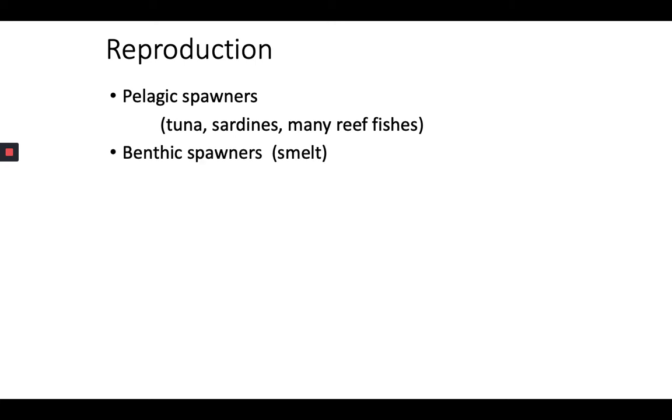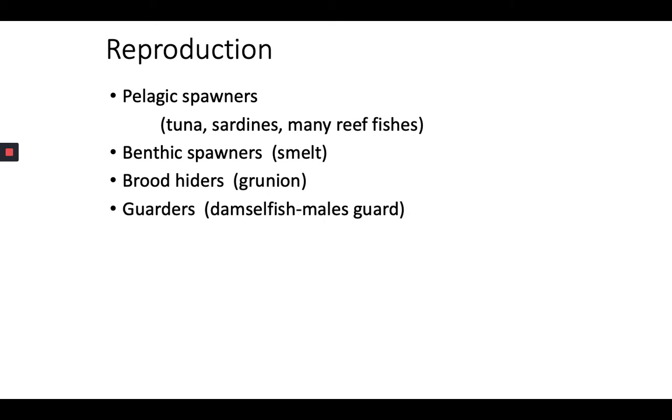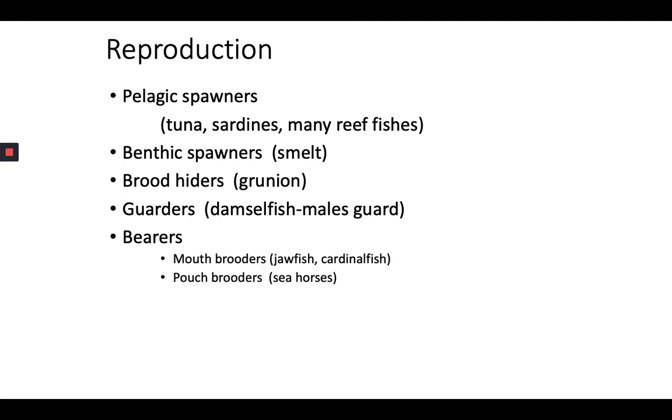Reproduction. There are several different ways that fish reproduce. There are pelagic spawners, which are tuna, sardines, and many reef fish. Benthic spawners, which spawn down on the bottom. Brood hiders, like grunion, which hide their brood under the sand. Guarders, damselfish, the males guard the nest.